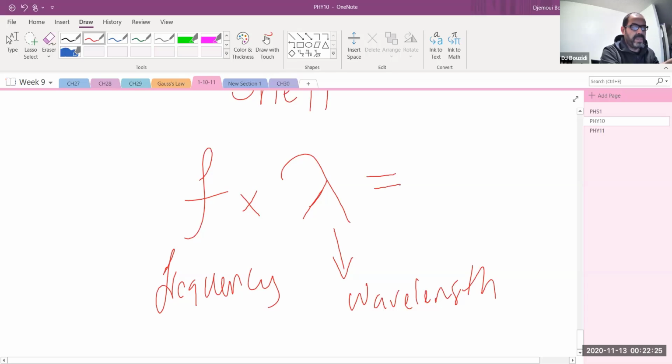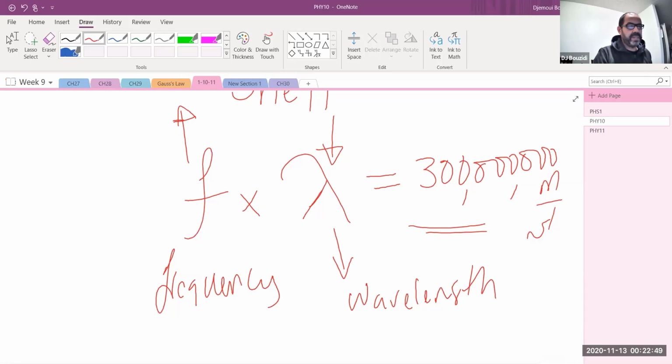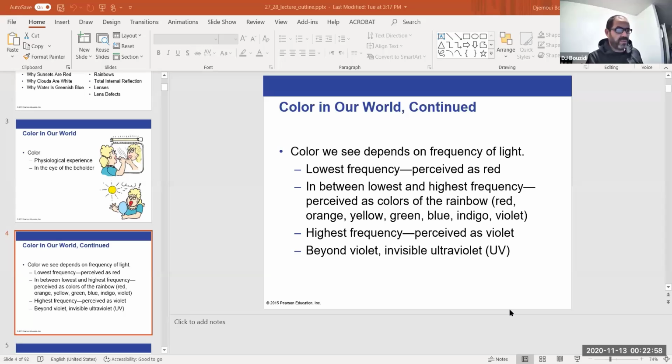In vacuum, this is 300,000 kilometers per second, but I cannot use kilometers, I have to use meters per second. So this is a fixed number. So if the frequency is high, for example the ultraviolet, its wavelength is short. That is in a nutshell what this expression is saying, because their product is a fixed number, it doesn't change. Their product is always 300 million meters per second. That's the speed of light.